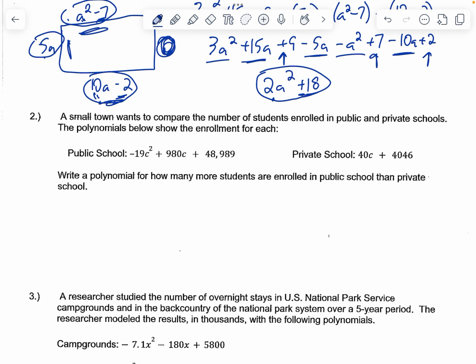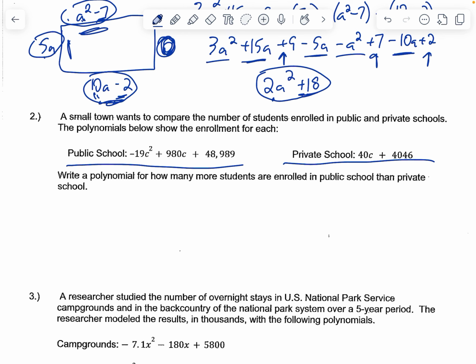All right. A small town wants to compare the number of students enrolled in public and private schools. The polynomials below show the enrollment for each. So the public school has an enrollment of negative 19c squared plus 980c plus 48,989. And the private school has an enrollment of 40c plus 4,046. Write a polynomial for how many more students are enrolled in public school than in private school. How many more in public than private school?